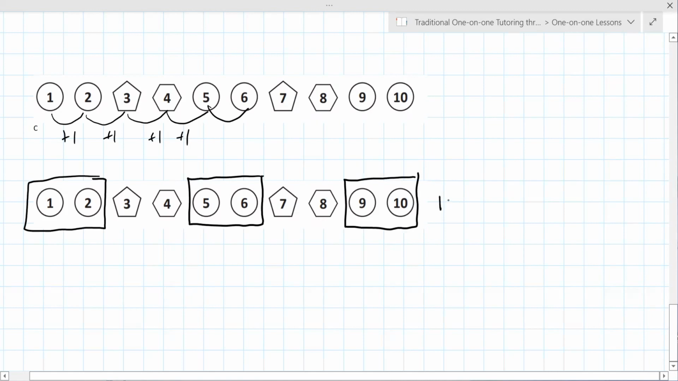So let's just write 11 and 12 here. Will 13 have a circle? Yeah. Will 14 have a circle? Do you see how it skips 2 and then it's a circle, skip 2, circle?